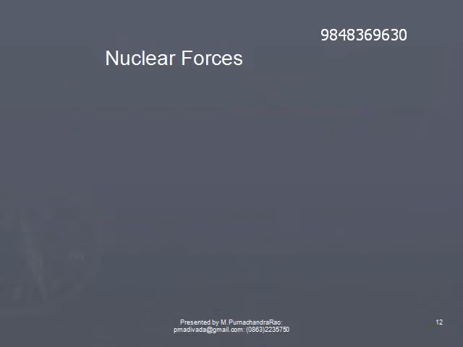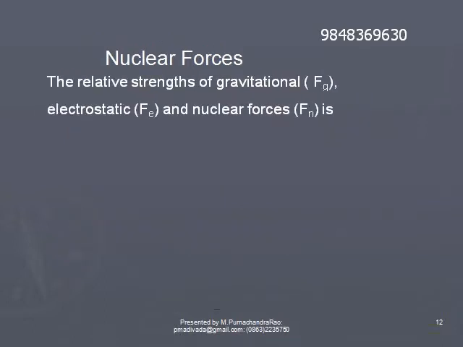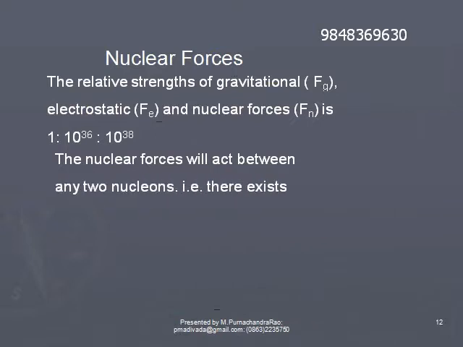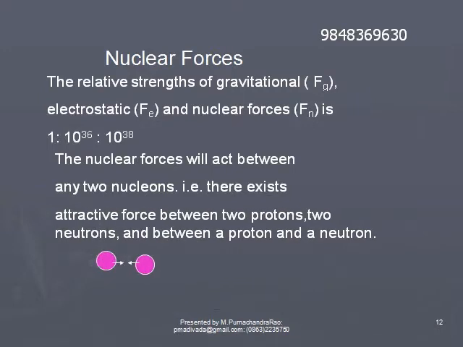The relative strengths of the forces, that is gravitational force, electrostatic force and nuclear force, are given as 1 is to 10 to the power of 36 is to 10 to the power of 38. That is, electrostatic force is 10 to the power of 36 times stronger than gravitational force, and nuclear force is 10 to the power of 38 times stronger than gravitational force.